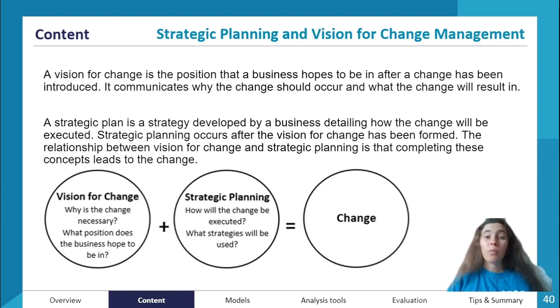So the relationship we can see here between these two things is that both the vision for change and the strategic planning are working together, and are part of that process that leads to the change, and hopefully a successful change for the business.